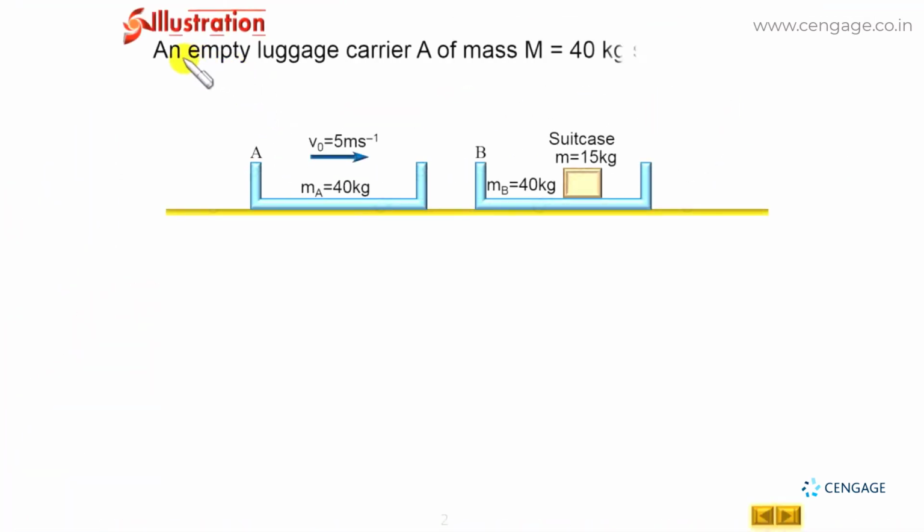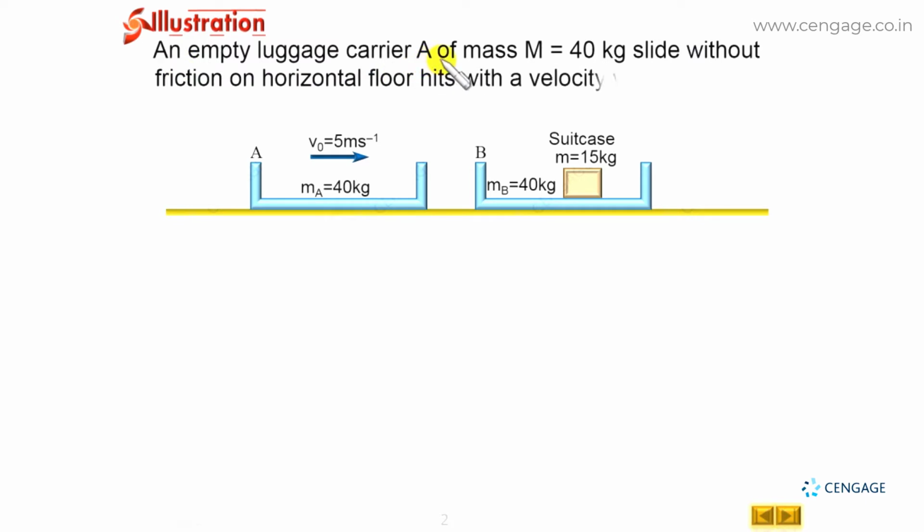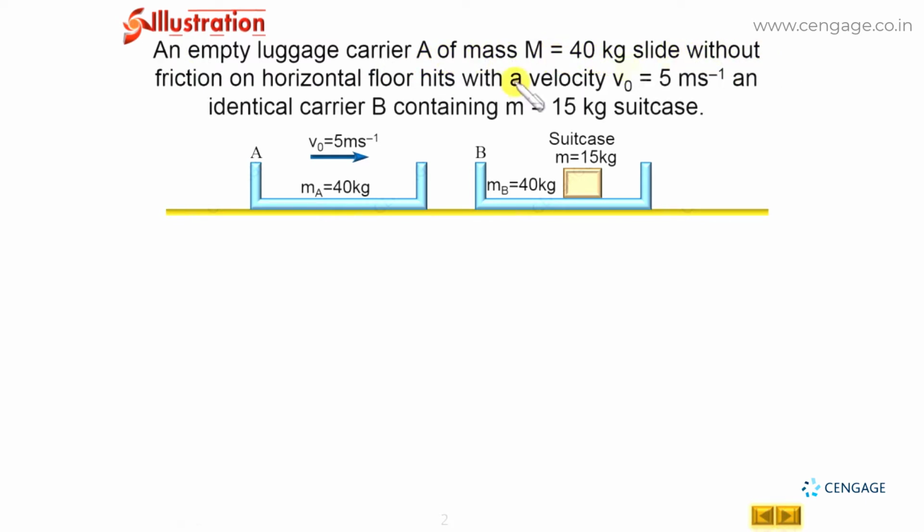In this illustration, an empty luggage carrier A of mass 40 kg slides without friction on a horizontal floor and is hit with the velocity v naught equal to 5 meter per second, an identical carrier B containing a small suitcase of mass m equal to 15 kg. You can observe here these are the two identical luggage carriers, each having the mass 40 kg, and both carriers are placed on a smooth horizontal surface. This one is moving in the rightward direction with the velocity 5 meter per second, while carrier B, which has the suitcase of mass 15 kg, is at rest.